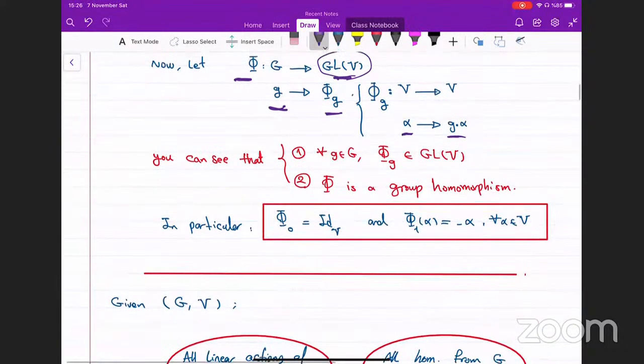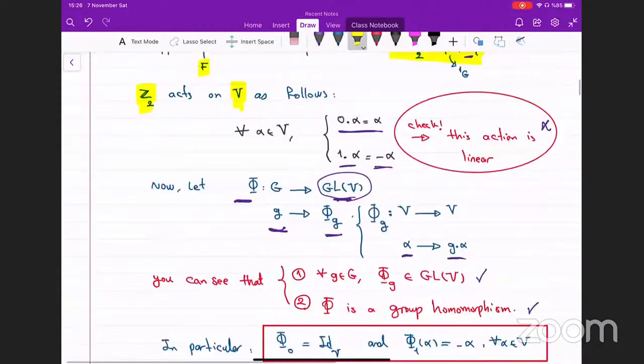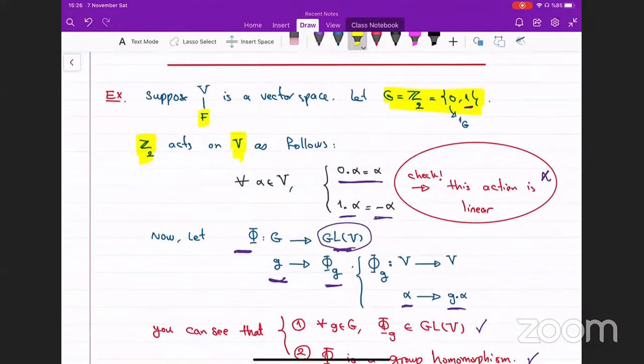Then, for yourself, for those students who have passed, let's say, algebra 1 and linear algebra also, you can check that phi index G is one element of GL(V), and phi is a group homomorphism. You can easily check these two properties. In particular, we have the identity element. Remember, our G here was the cyclic group generated by 2, so the identity element was 0.